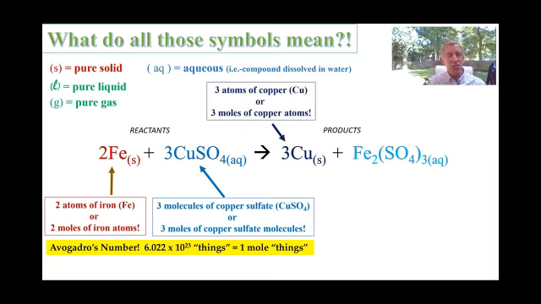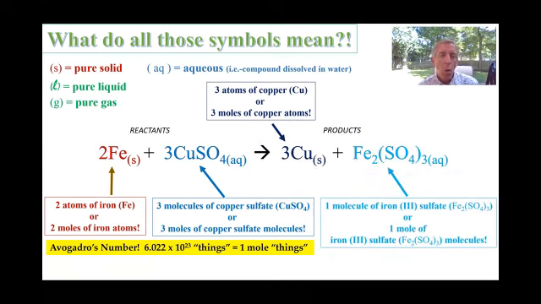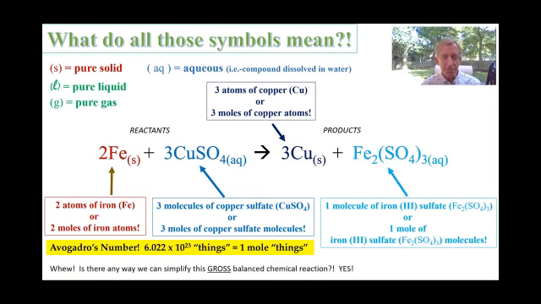And again, you could use the same thing when you look at the product. You're going to make 3 moles of copper and 1 mole of iron sulfate. So that's the description of what we see here.